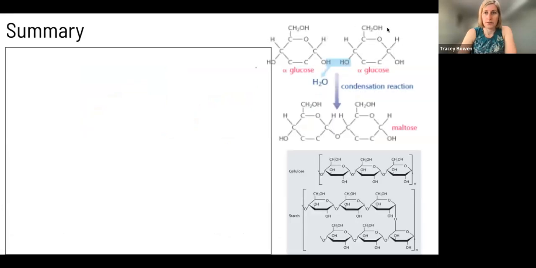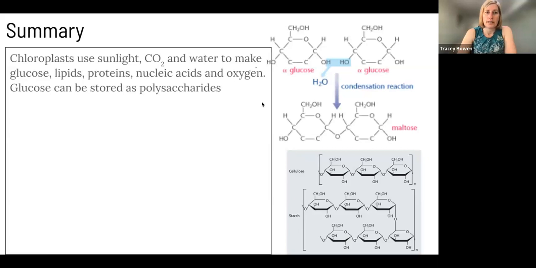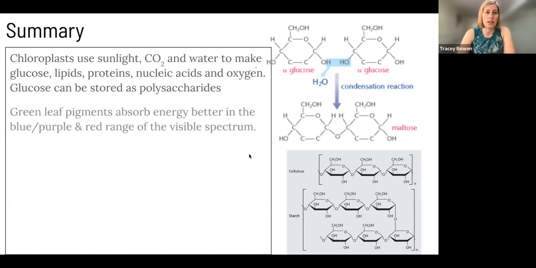All right, so to summarize here, chloroplasts use sunlight and carbon dioxide and water to make glucose, lipids, proteins, nucleic acids, and oxygen, and glucose can be stored as polysaccharides like cellulose or starch. And we can see here this condensation reaction would be glucose molecules reacting to create a long chain of starch molecules, for example, but in that case, it's maltose.